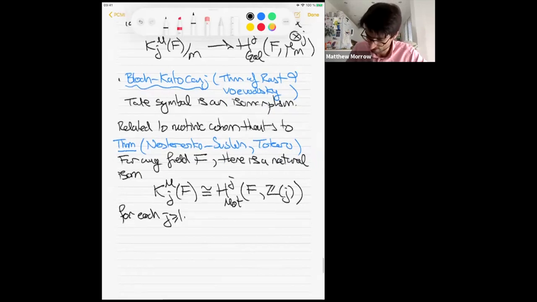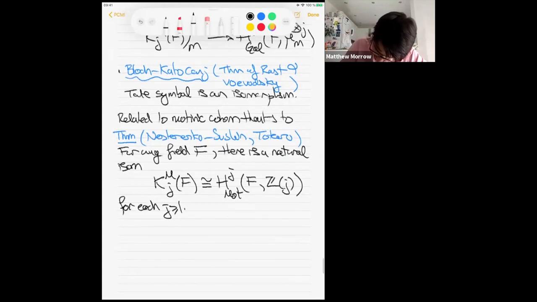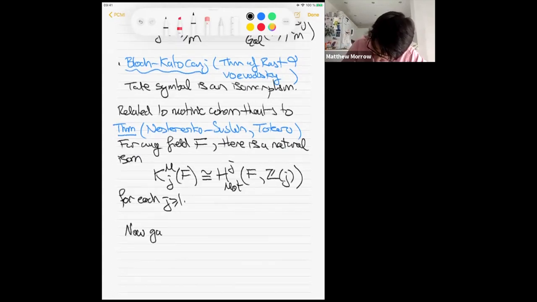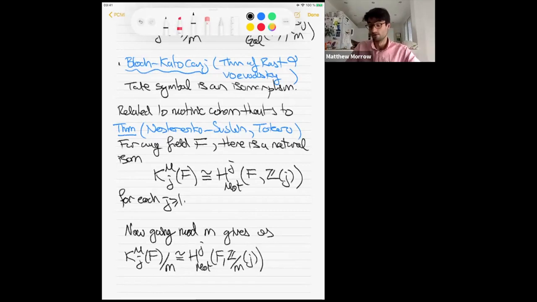I can now instead just finish quickly and explain how you get from this, plus the sort of conjectures we talked about above, to Bloch-Kato. So if we now go mod M, what do we see? We see that Milnor K theory mod M is going to identify with motivic cohomology with mod M coefficients and weight J.